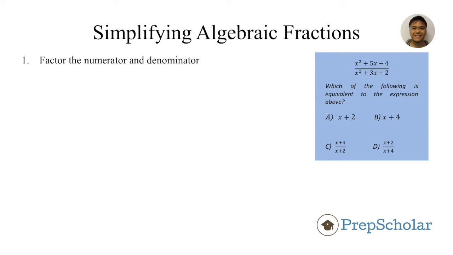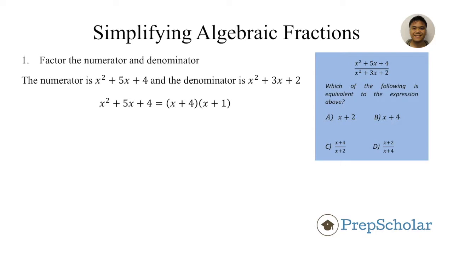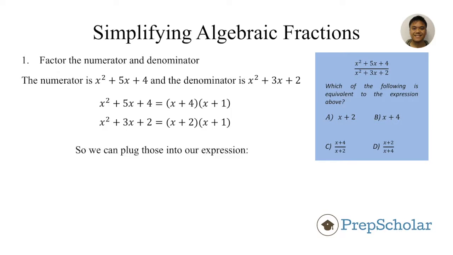Okay, step 1. Factor the numerator and denominator. Well, the numerator is x squared plus 5x plus 4, and the denominator is x squared plus 3x plus 2. So we're going to factor these one at a time. If we factor the first one, we get x plus 4 times x plus 1. And if we factor the second one, we get x plus 2 times x plus 1.